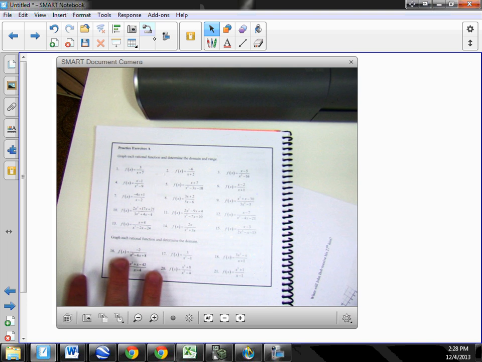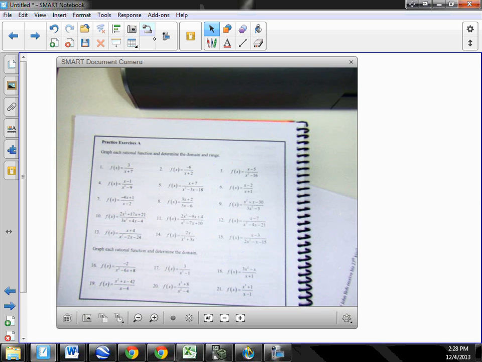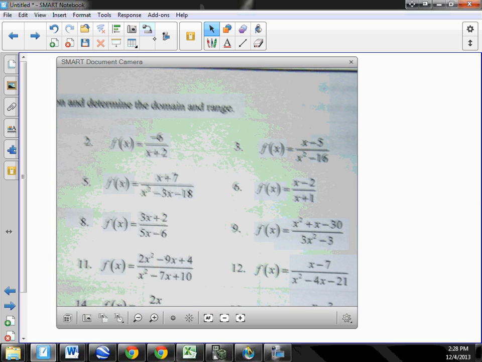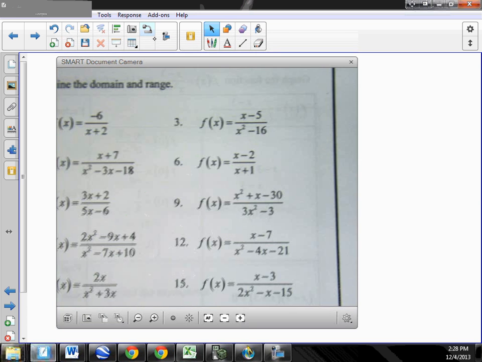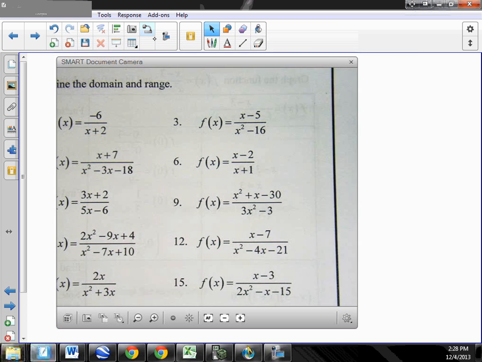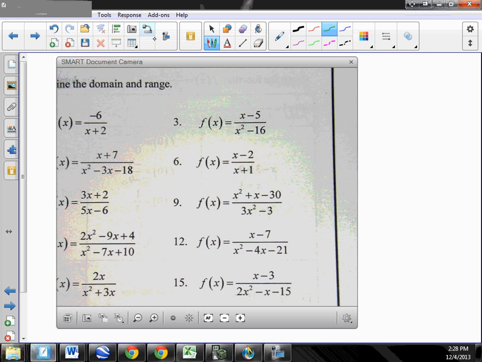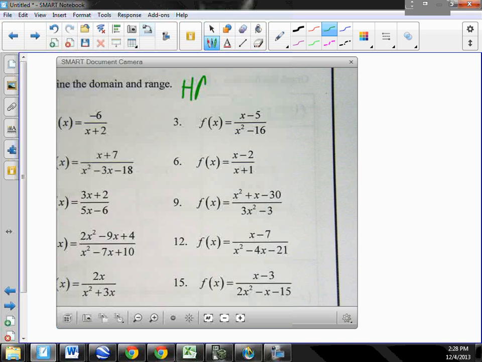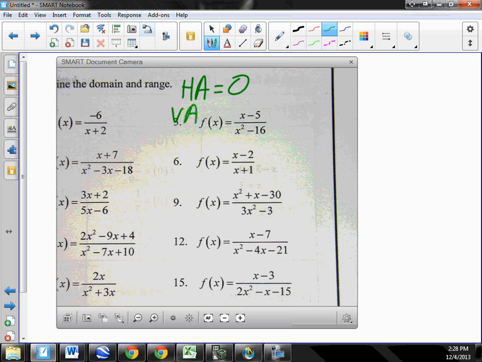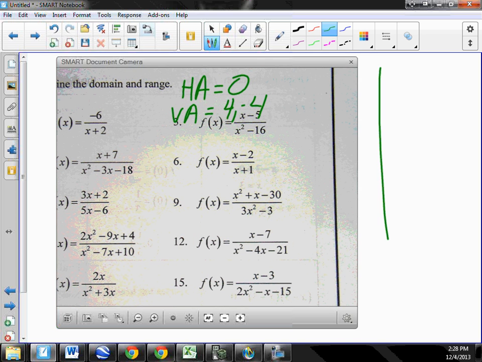All right, number 3. So for number 3, we have an HA at 0 because the bottom is bigger than the top, and we have VAs at 4 and -4. So those are my 3 critical points. So I draw the graph. Oh, I also have a root, sorry.